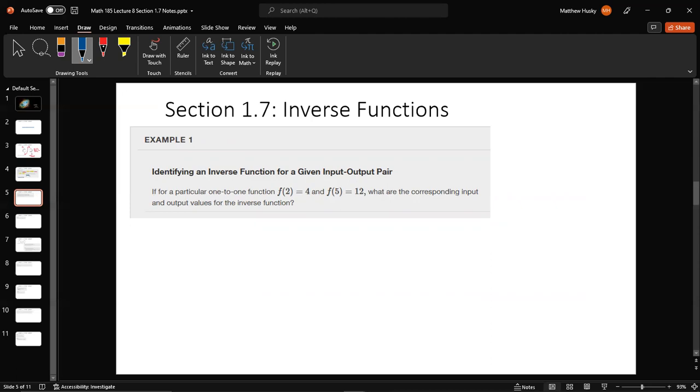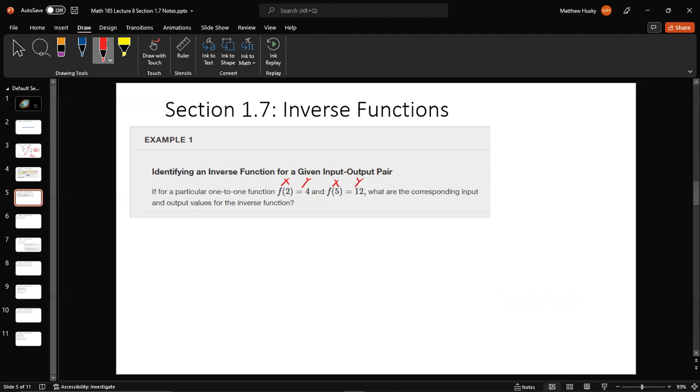Okay. For a particular one-to-one function, f of 2 is 4 and f of 5 is 12. What are the corresponding input and output values for the inverse function? So basically what that means, the input is x and the output is y. Here's another x, here's another y. So the number that goes in, the number in the parentheses, that's what you put into the function.